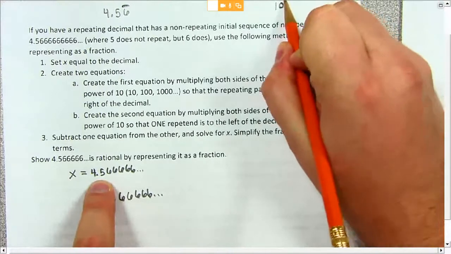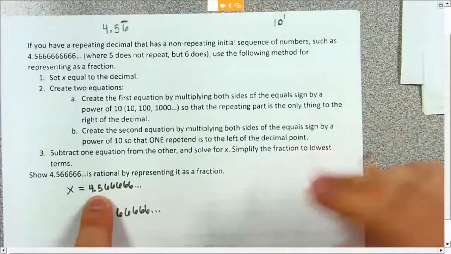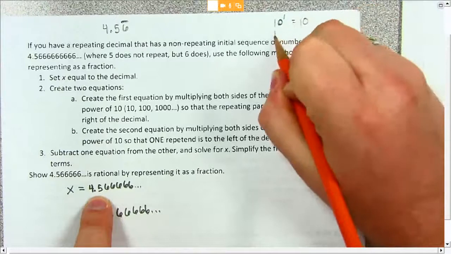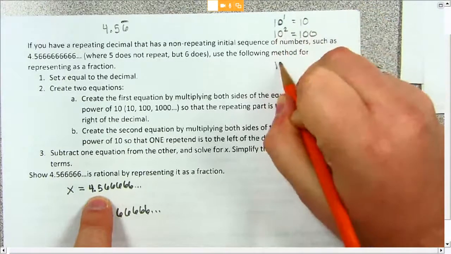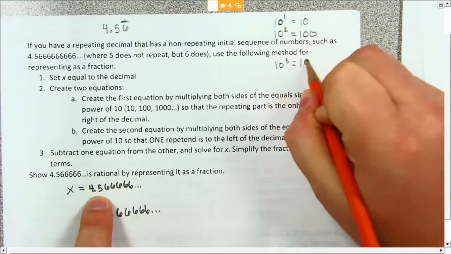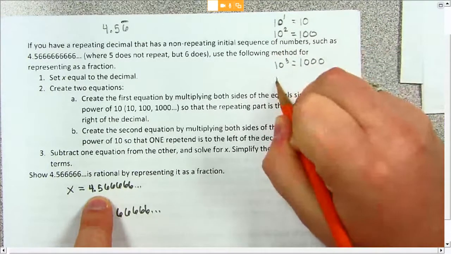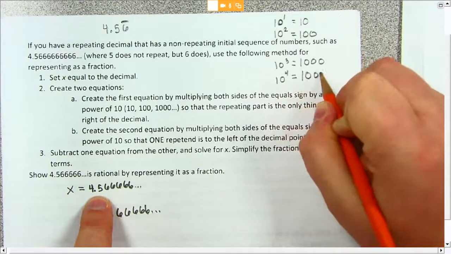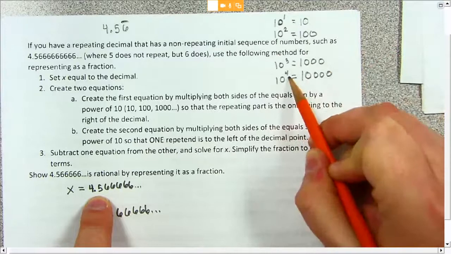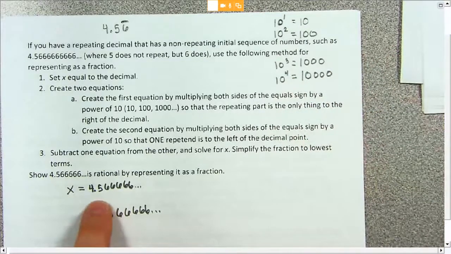So if I say 10 to the first power, that's just 10. 10 to the second power, that's 100, right? 10 to the third power, that's 1,000. How many zeros are after 1 if I have 10 to the fourth power? 4, right? So the power is the number of zeros. Now, whenever you multiply by a power of 10, you move the decimal point of your decimal over the same number of spaces as zeros, right?